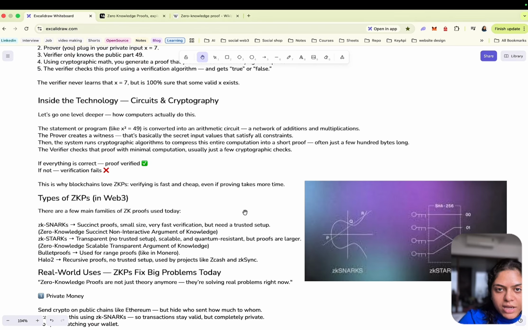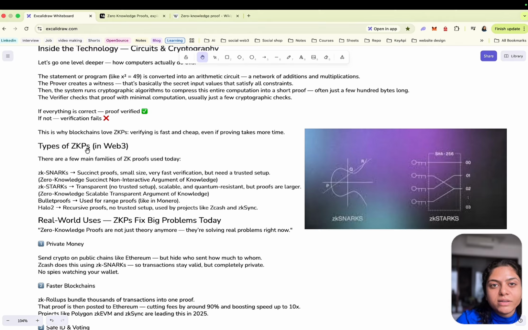The proving time takes more time, but the verifying is fast and cheap, and also in a secret way. Now, what are the types of ZKP in Web3, and which types are used? There are a few main families of ZK proofs used today.